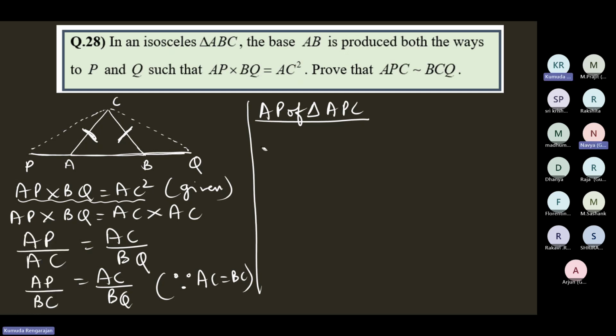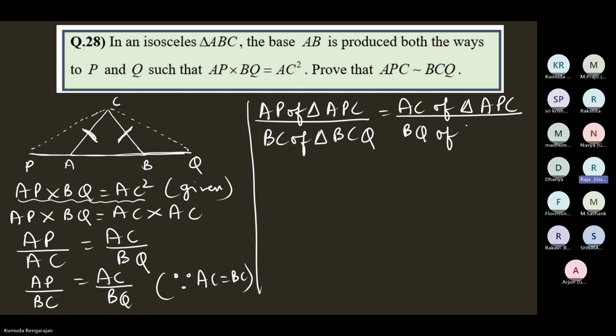Now tell me, BC of triangle BCQ. BCQ is equal to AC of triangle APC divided by BQ of triangle BCQ. So we see that the sides are proportional. The two triangles here are APC and BCQ, the triangles which we have to prove are similar to each other.